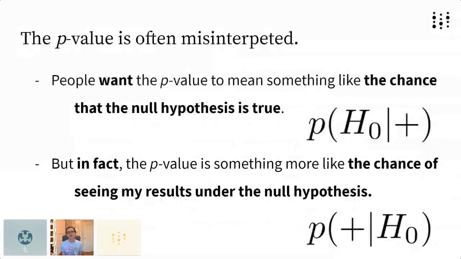So the p-value is what people usually use. They do all of their statistics, they do all their experiments, they want in the end to know, is this something that could have happened by chance because of something uninteresting, the null hypothesis.